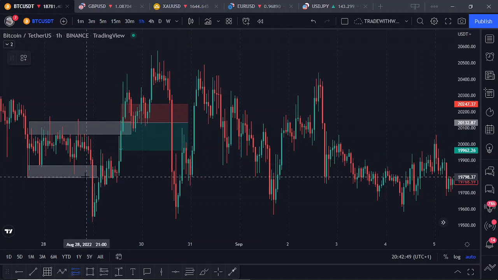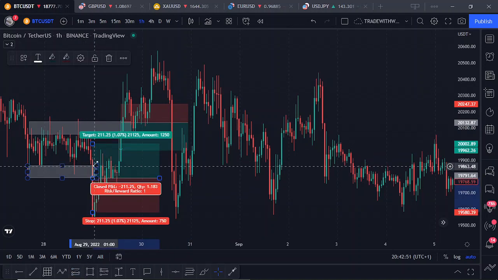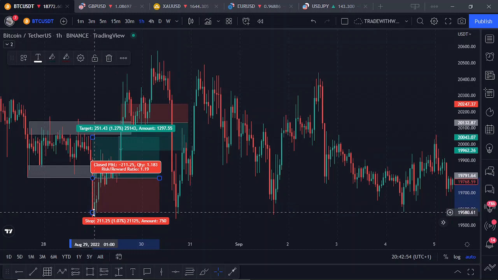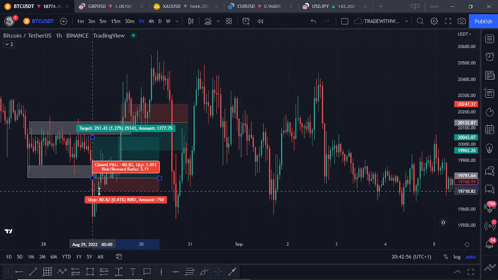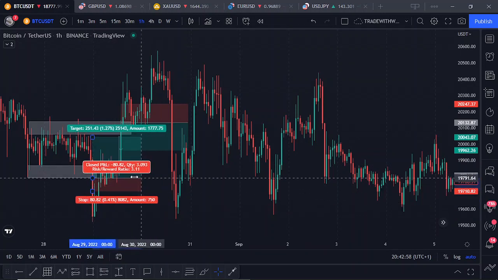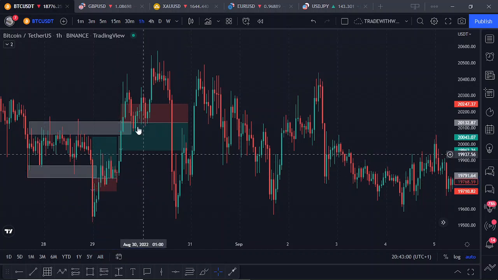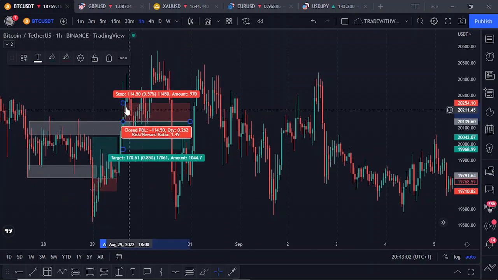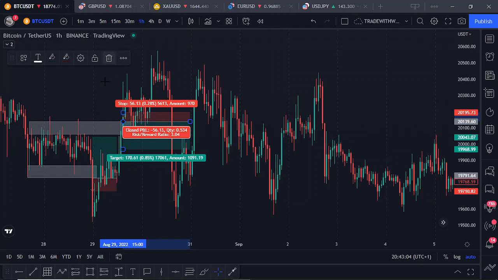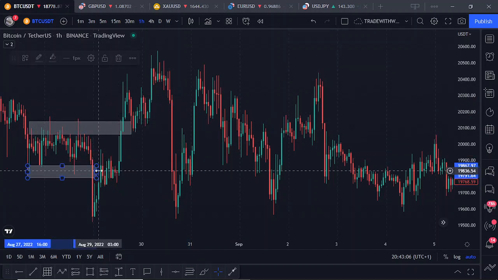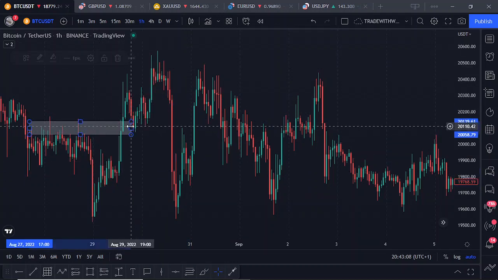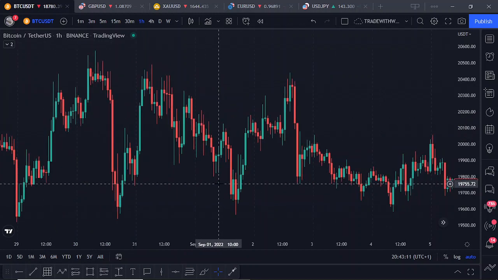Same thing over here too, for the demand or the support rather. You can see what's happened. Took everyone's stop loss, grabbed the liquidity, and then went. Okay, so that is the idea about liquidity grab and how to identify liquidity. So you identify liquidity by looking at zones where you can see that there's a lot of trading activities ongoing.